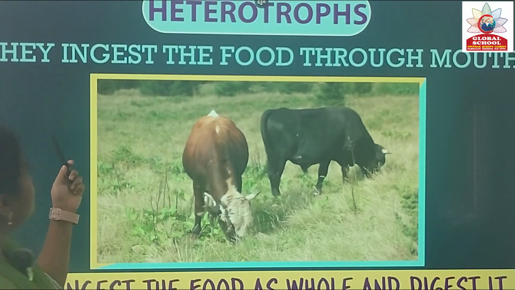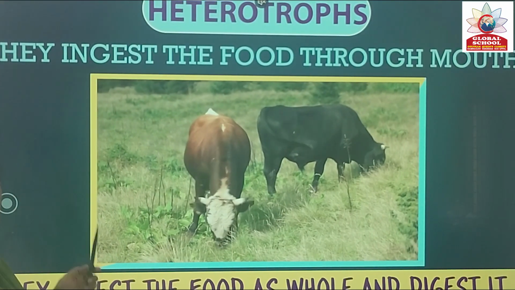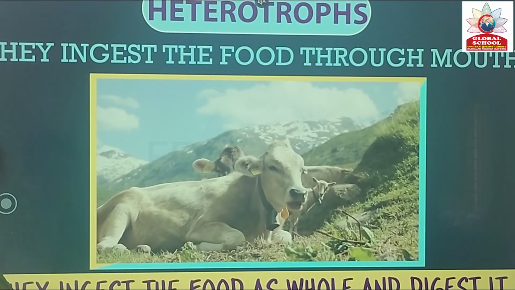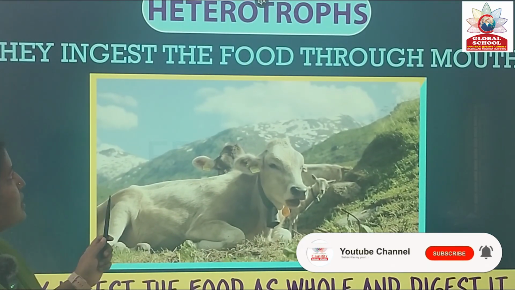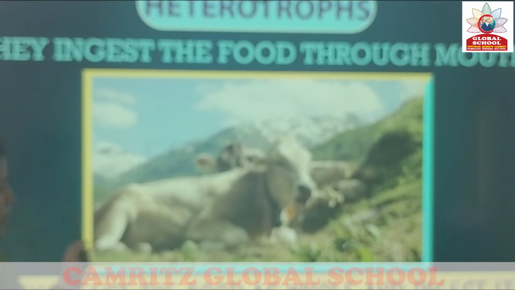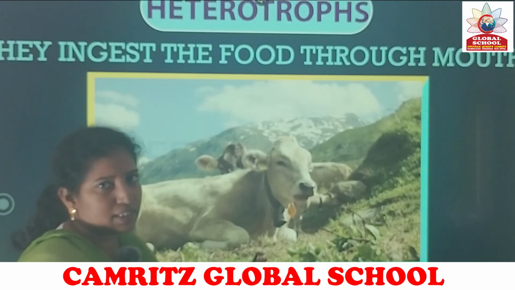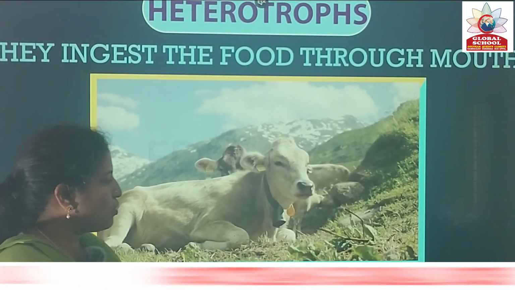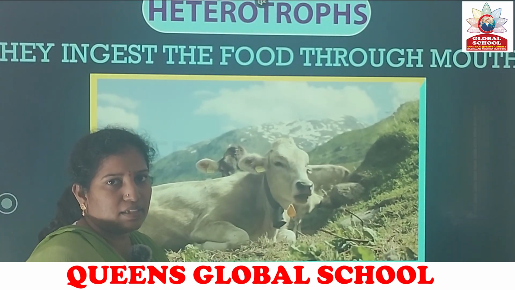Next are the holozoic heterotrophs, which ingest the food through the mouth. These are the animals which ingest food through their mouth. Many animals, including humans, come under this group. We will see whether the ingested food is digested as a whole or not.